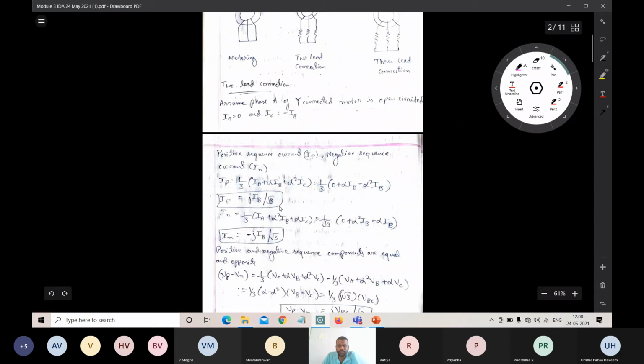Similarly for the negative sequence current, IN is equal to 1 by 3 times (IA plus alpha square IB plus alpha IC). This equation will be for the negative phase sequence current.